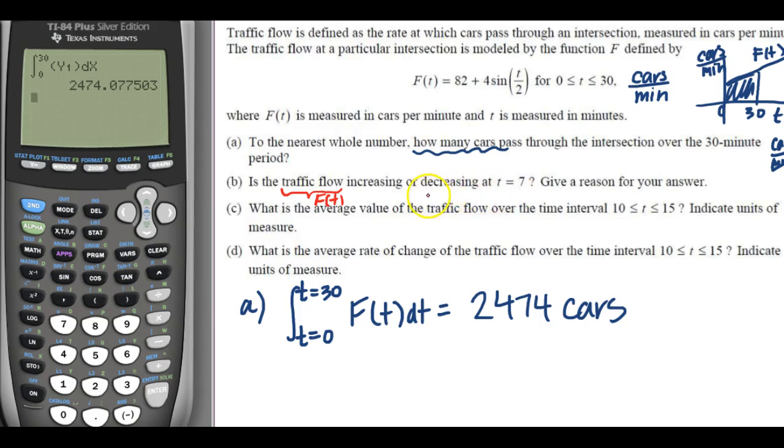So now this takes us back to remembering that a function is increasing when its derivative is positive. So we're looking at the specific value right here at t equals 7. So for part B, we need to determine the sign, positive or negative, of f prime of 7. So is the traffic flow, which was called the function f of t, increasing or decreasing at time 7? We're really asking ourselves, is the derivative positive or negative at time t equals 7?